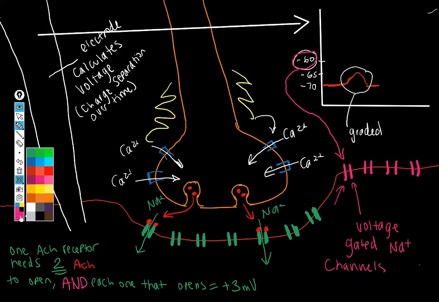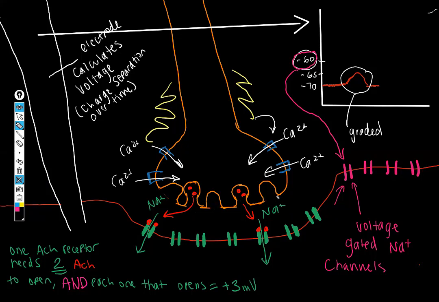So now that I've had one failed attempt, we call that a sub-threshold stimulus. So the membrane did experience a graded potential. It wasn't a big enough graded potential to reach threshold. So now let's reach threshold, shall we? So I'm going to make some vesicular fusion happen.